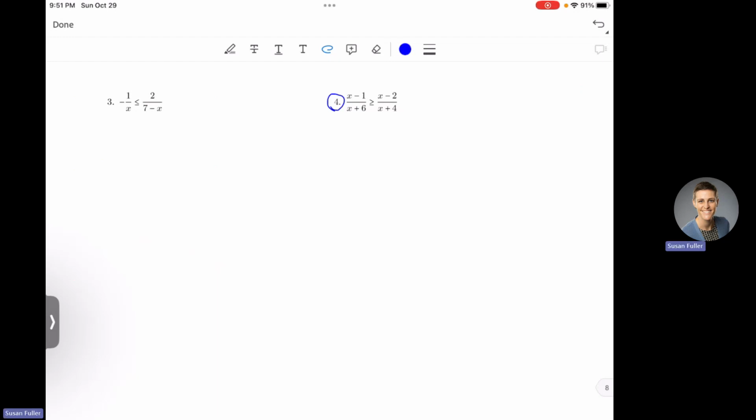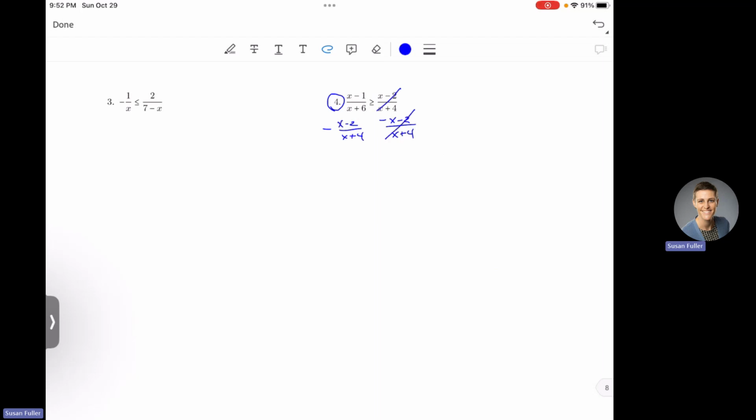Okay, so number 4, x minus 1 over x plus 6 is greater than or equal to x minus 2 over x plus 4. All right, the first thing that we need to do is get a 0 on one side or the other. We can really pick whichever one we want here. I generally like to put everything on the left and have the 0 on the other side. That's kind of how I'm programmed. So I'm going to subtract x minus 2 over x plus 4 from both sides.